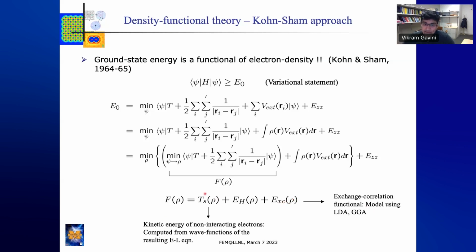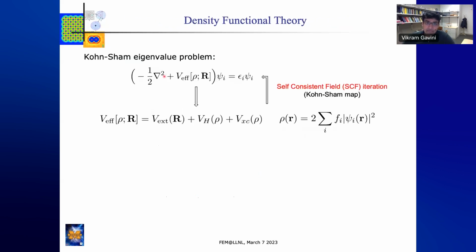But I still have not told you how to compute this T_S of rho. We can compute the T_S of rho indirectly by looking at the variational problem over here. If we look at the Euler-Lagrange equations corresponding to this variational problem, that reduces to what is called the Kohn-Sham eigenvalue problem. So we have the Kohn-Sham Hamiltonian over here, which comprises a Laplace operator and an effective field. This is the effective field, or the mean field, that every electron sees. And psi_i over here are single electron Kohn-Sham orbitals, and epsilon_i are the associated eigenvalues.